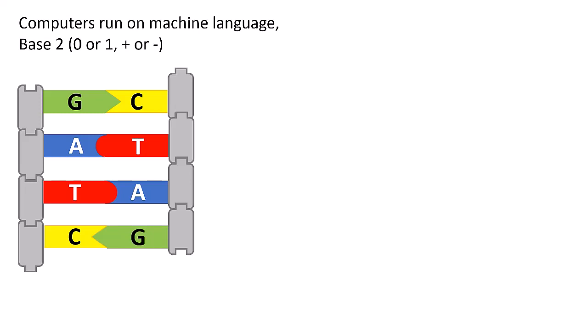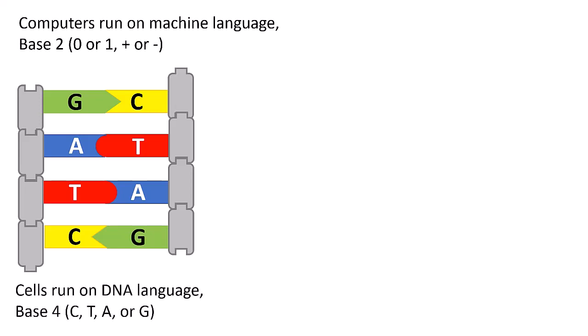Just as computers run on machine language, which is base 2, that is zeros and ones, basically on or off, cells run on DNA language, which is base 4, that is C, T, A, or G. It is important to know that though only one side of the DNA will be read, C is always coupled with G, and A is always coupled with T.